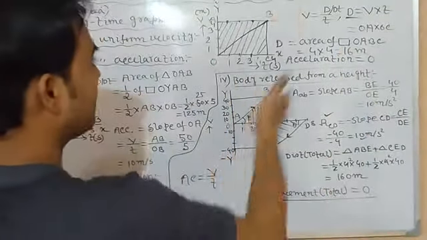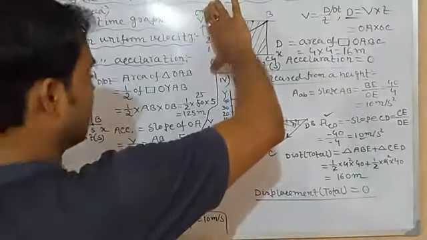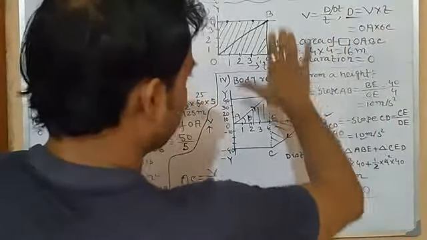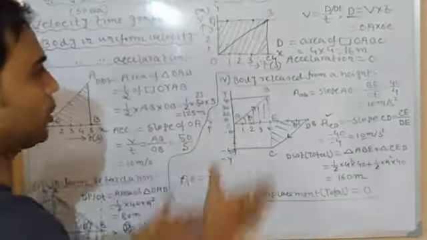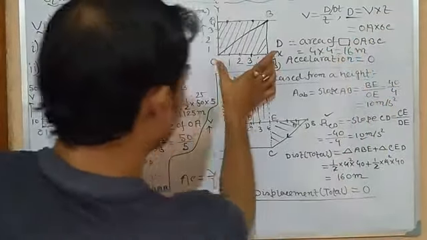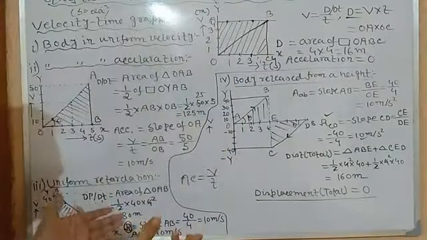So from the area of this rectangle, which is covered by both the velocity axis and the time axis, we will get displacement, that is OA into OC. This is 4 second, so 4 into 4 equals 16 meter. So the body will travel 16 meter.